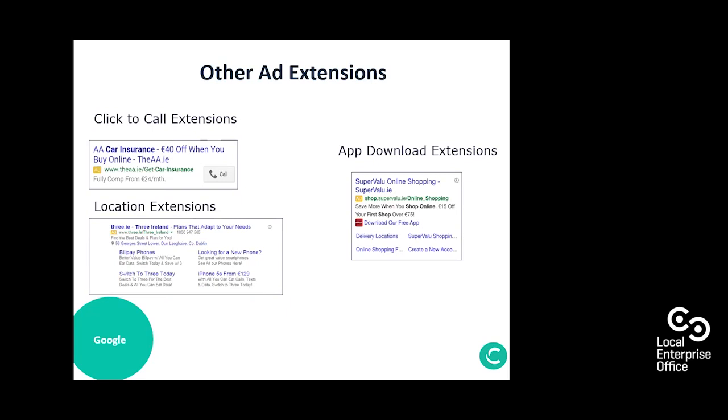Location extensions, in the example with Tree Ireland there. So obviously Tree Ireland will have local retail outlets based all over the country. So if I click on that and I'm based in Donegal, for instance, I want the link to the nearest Tree Ireland in Donegal, in Letterkenny or wherever it might be up there. I don't necessarily want the one in Cork or Limerick. So that's how that would work.